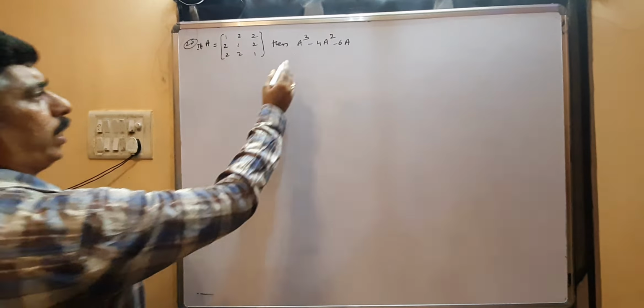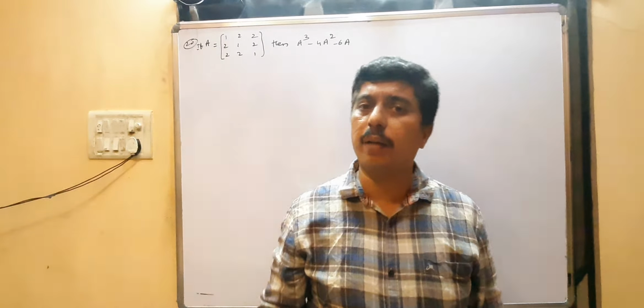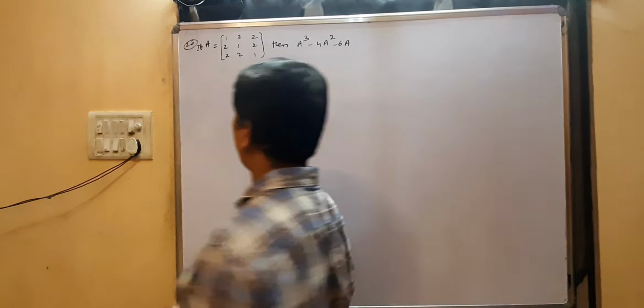Coming to the next question, A is given, you have to find A cube minus 4A square minus 6A. By using the characteristic equation we can also get it, but it is a lengthy procedure. That is the reason I am finding A square and A cube. First I will find A square.